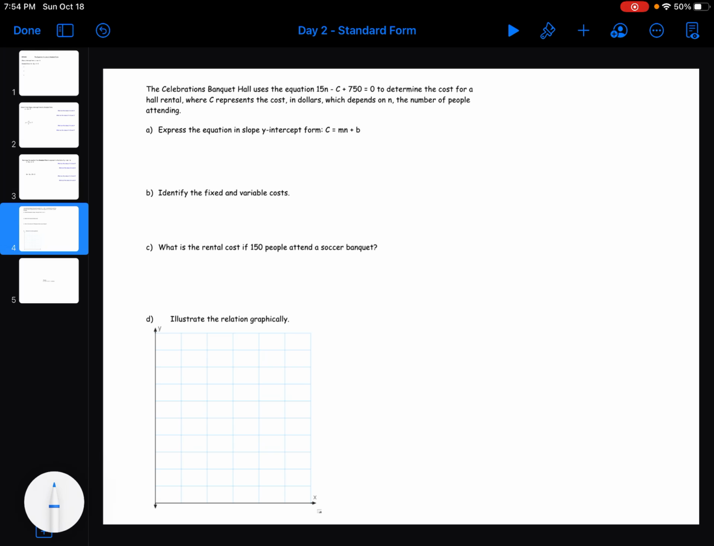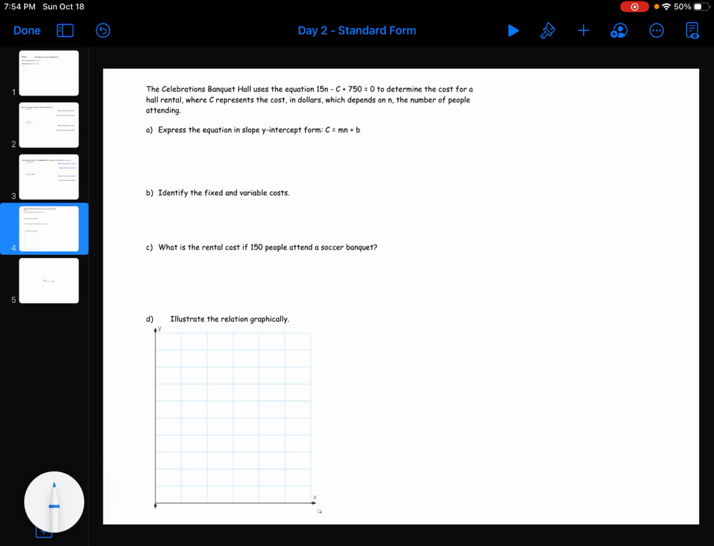So what we need to do is rearrange it so the c is on the other side. So what we're going to get is 15n plus 750 equals c. I've moved the c, I've made it positive. Well, what I'm going to do there is just make it look a little nicer and write it like this, because that's what we're used to seeing. Now, that's going to tell me the cost is going to go on the y value, and it's in dollars, and people, or attendees, is down here. Okay, and that's the number of people.